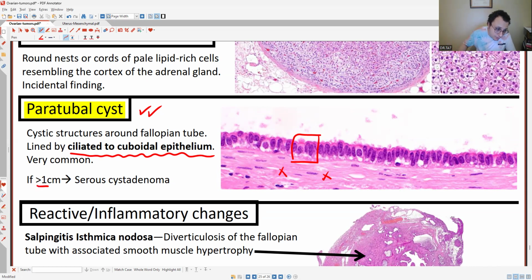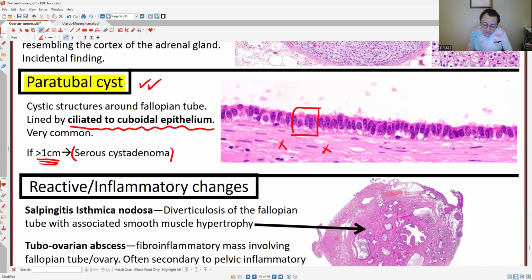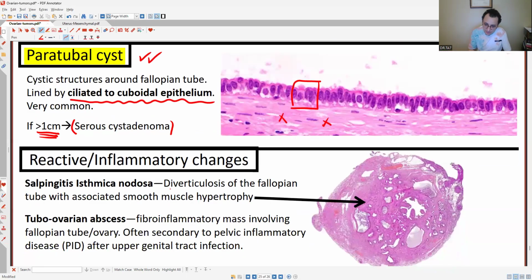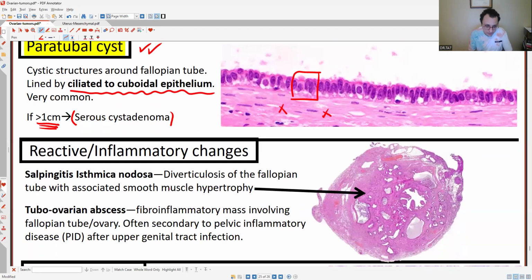Just letting you know that if the size of the paratubal cyst exceeds 1 centimeter, you might call it serous cystadenoma. However, it rarely does. It's usually less than 1 centimeter, a very small paratubal cyst. You say benign paratubal cyst, and that's it. It's usually written in the diagnosis and nothing else.